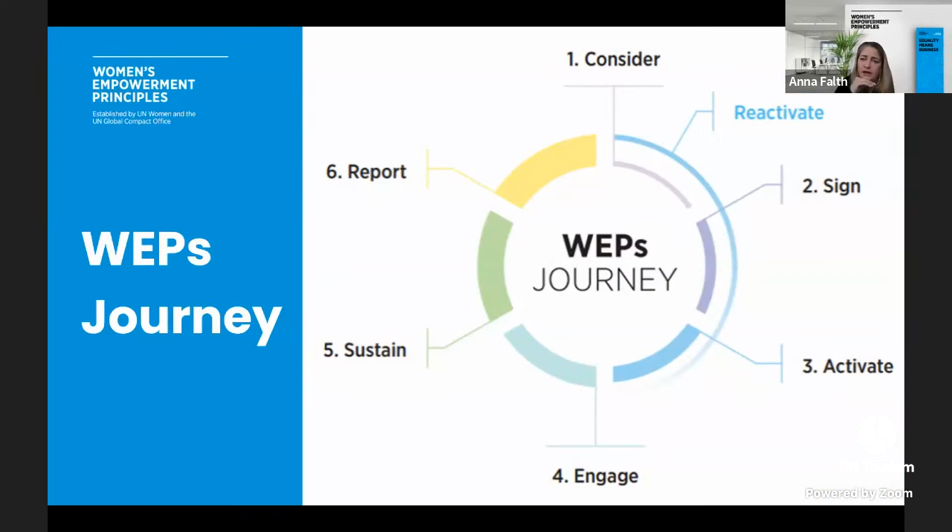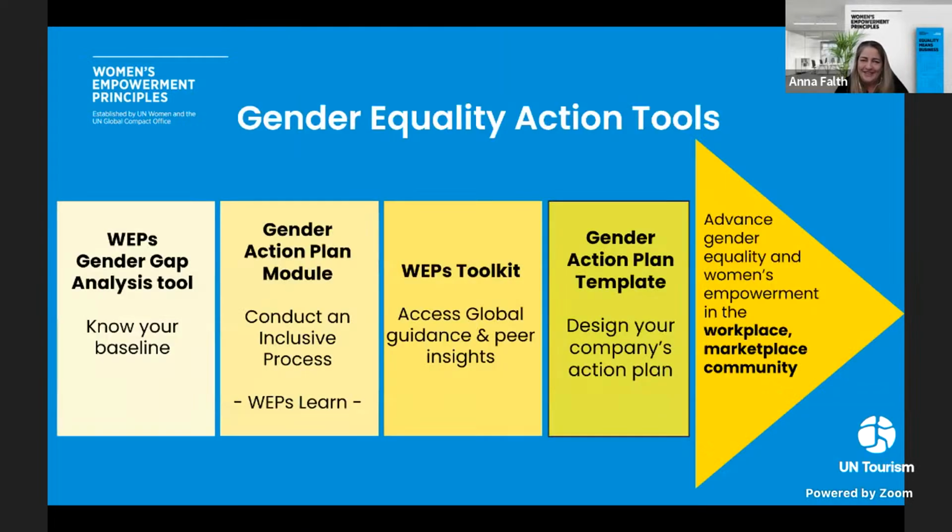The WEPS journey: we invite you today to become a WEPS signatory if you're not already. But just to mention with this image that signing the WEPS is not just making a commitment and then you go on business as usual. It is a commitment to join us on a journey of activating your company, engaging your business partners, sustaining your efforts, and also reporting on progress made. So this is an invitation to all of you to join us.